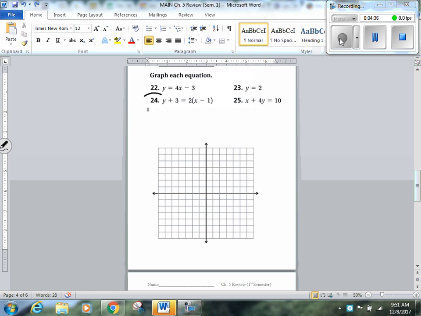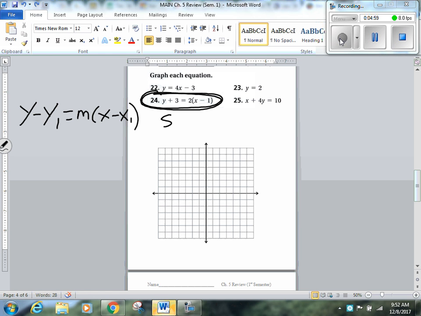So let's take a look at question number 4. This is the point slope formula, and that's when we have y minus y1 equals m times x minus x1. Looking at this graph right here, we have to figure out which numbers go where.